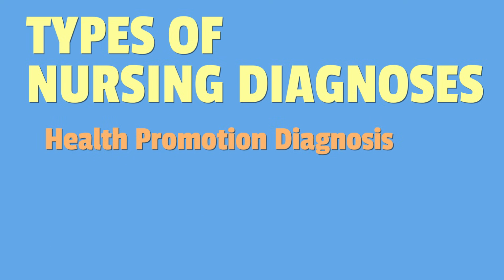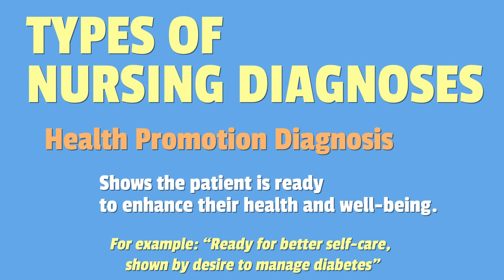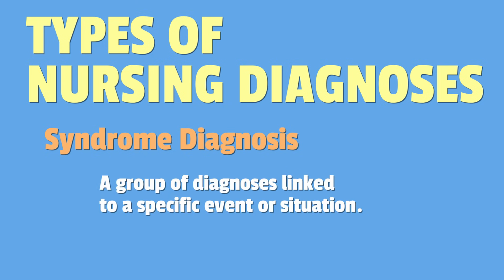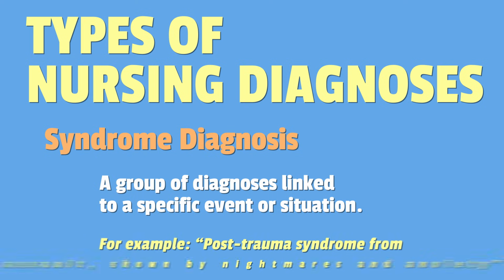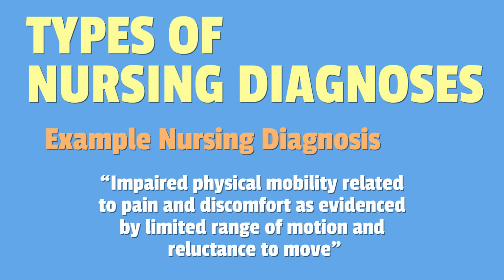Third is the health promotion diagnosis. This indicates a patient's readiness to improve their health and wellness. For example, readiness for enhanced self-care as evidenced by expressed desire to manage diabetes more effectively. Next, we have syndrome diagnosis. This includes a cluster of diagnoses related to a certain event or situation. For example, post-trauma syndrome related to physical assault as evidenced by nightmares and anxiety. So here are a few example nursing diagnoses. Impaired physical mobility related to pain and discomfort as evidenced by limited range of motion and reluctance to move.